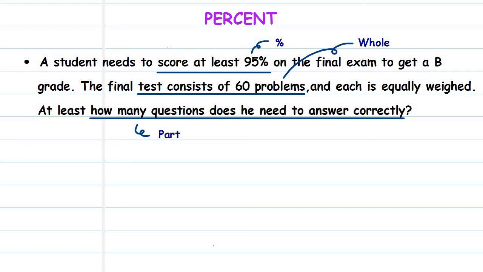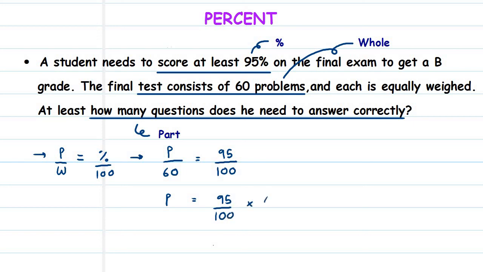Now that we have everything, let's try the formula. Part over whole equal to percent over 100. And we will get part, which is what they're looking for. Whole is 60 problems. Percent is 95 over 100. So part will be equal to 95 over 100 times 60.